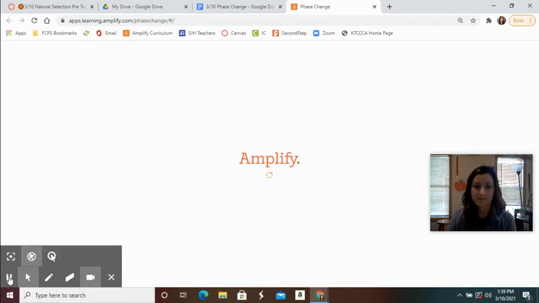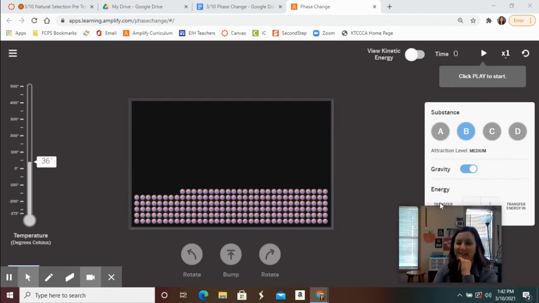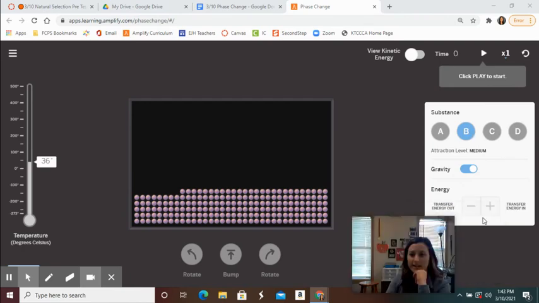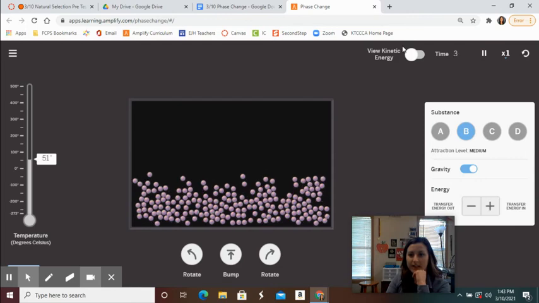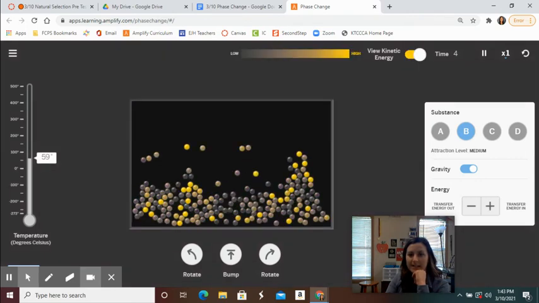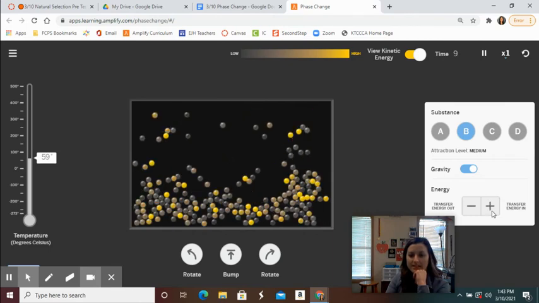Now that the simulation finally opened itself up, you can see I have substance B here, and I'm going to click play, and then transfer in as much energy as I can. I'm also going to click on my kinetic energy toggle up here so I can watch, and then add in as much energy.